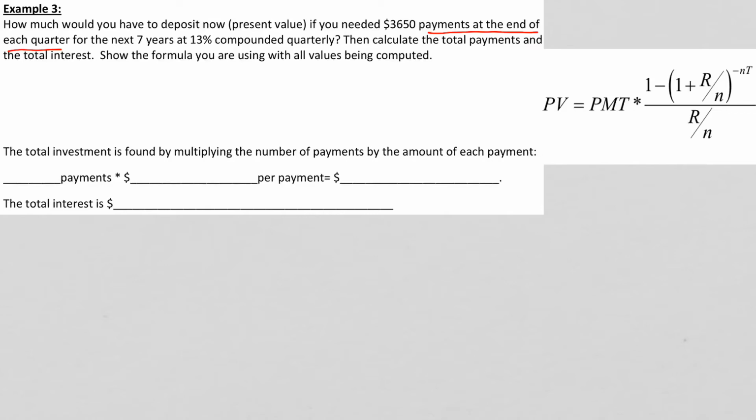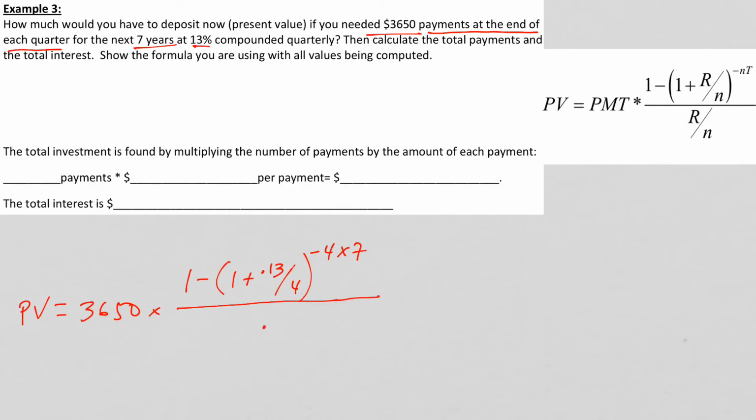So how much money would we have to put in the account now? Well, let's do it. This is going to be the size of the payment, $36.50, times 1 minus 1 plus our rate, which is 13%. And this is each quarter, so divided by 4, to the negative 4 times 7 years, over 0.13 over 4. So this will come out to, I got $66,442.01. So that's what we'd have to deposit right now.